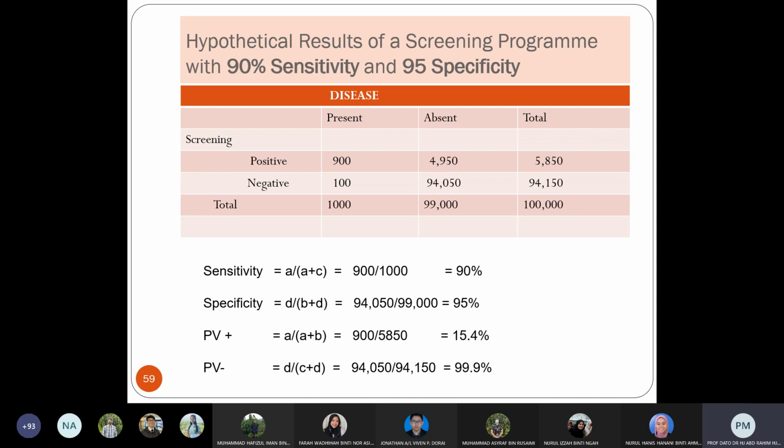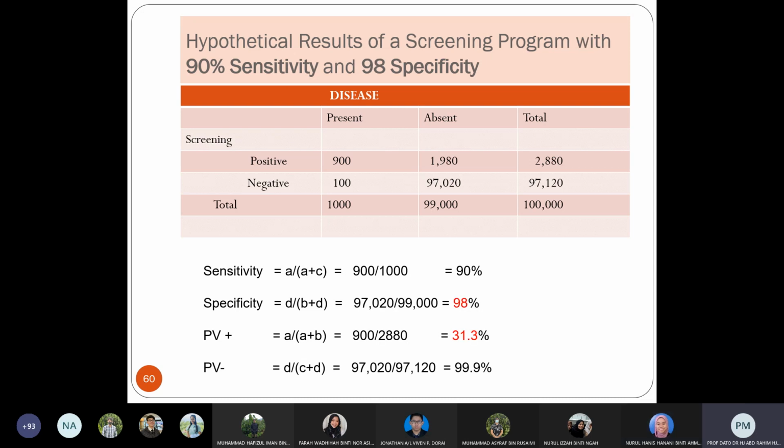Negative is, I cannot see here. Negative which one, Prof? Yeah, I cannot see, that is hidden. What is the number below 15.4? 99.99. Okay, you just repeat the same thing here also.